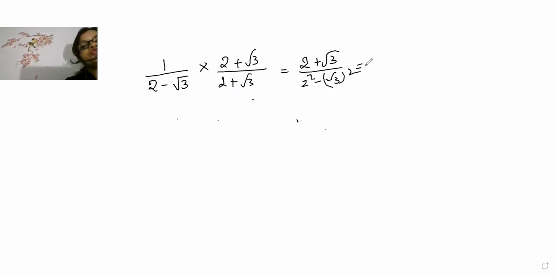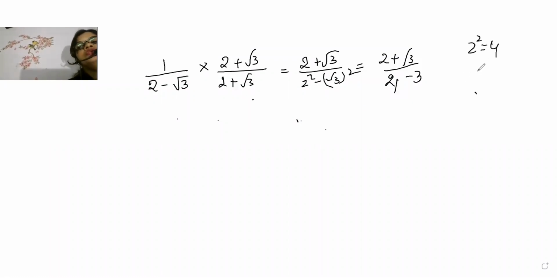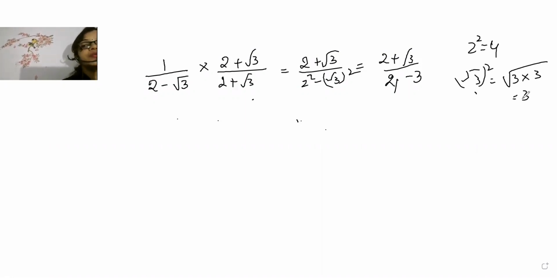So what is A? A is 2. So 2 square, because 2 is not having a root, correct. So 2 square will become 4. Root 3 square: beta, 2 square means what? 2 twos are 4. Root 3 square means what? Root 3 into root 3, so only 3 will come out. So the answer is 2 plus root 3 by 1.